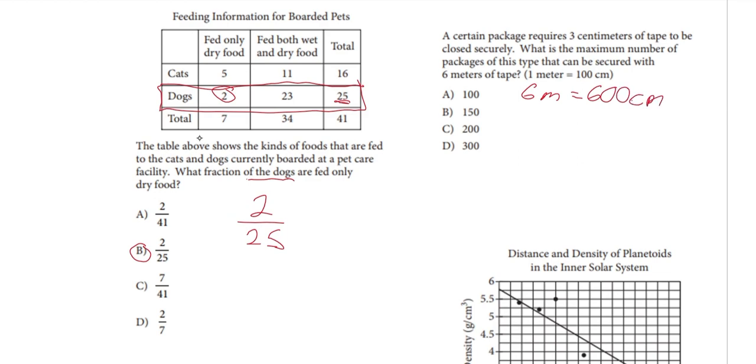And since each package requires 3 centimeters of tape to close securely, we're going to divide the 600 centimeters of tape that we have altogether by 3 centimeters, the amount that it takes to secure one package. 600 divided by 3 is going to be 200, and this is how many packages we will be able to secure with 6 meters of tape, which is answer choice C.